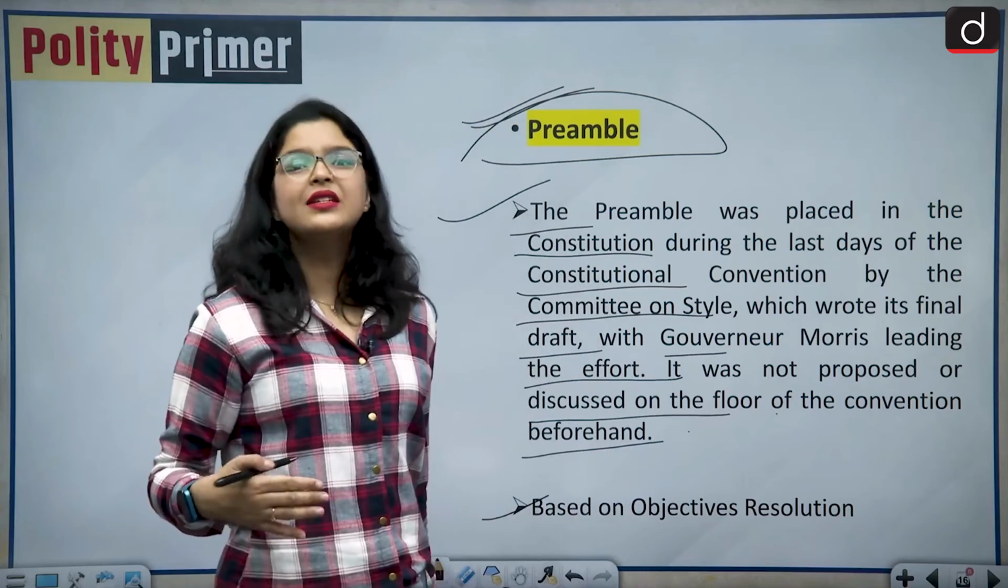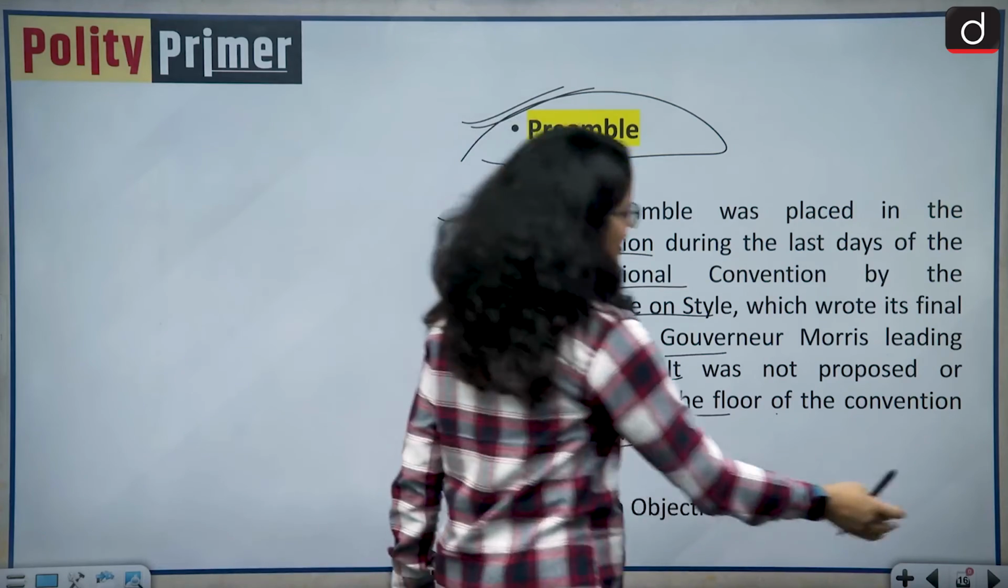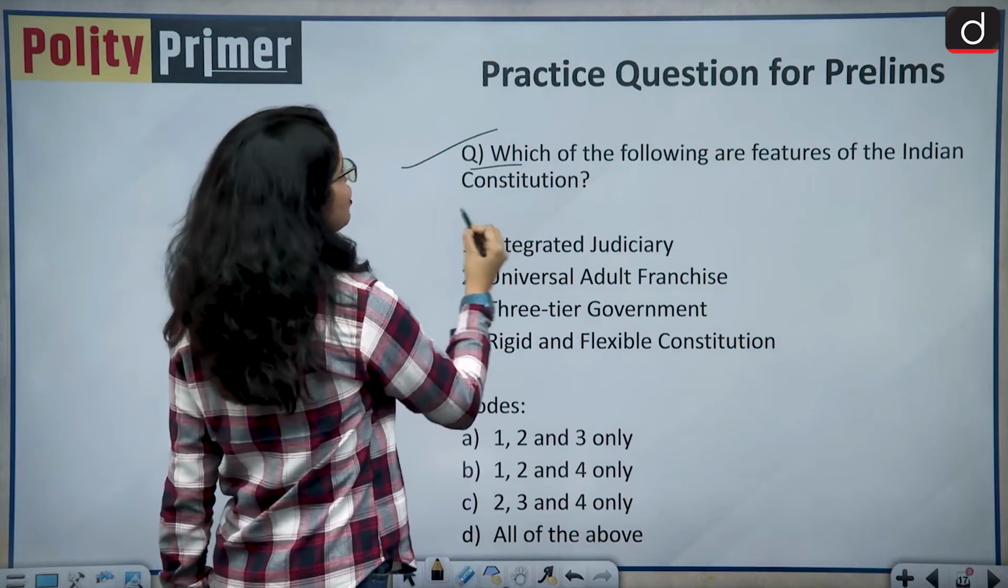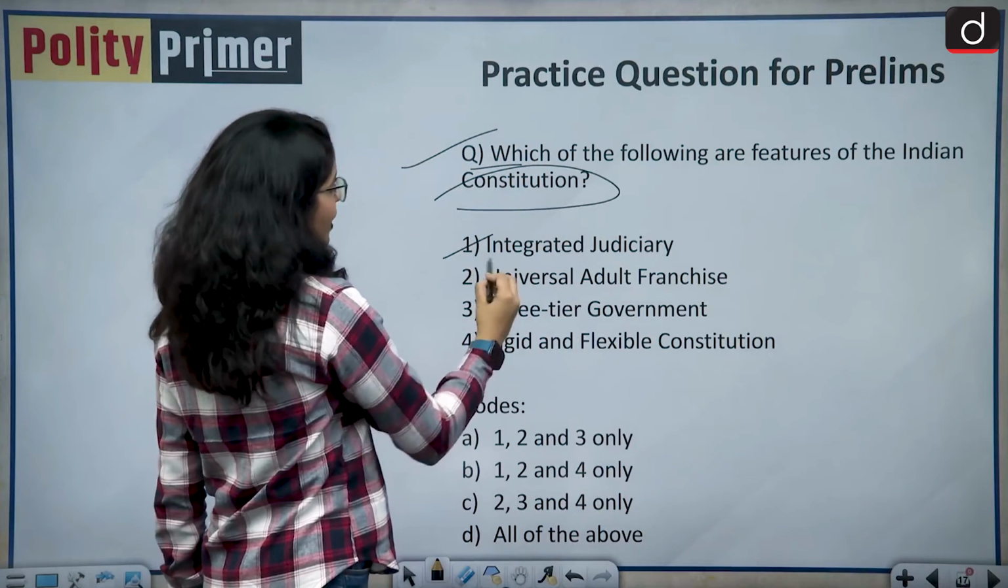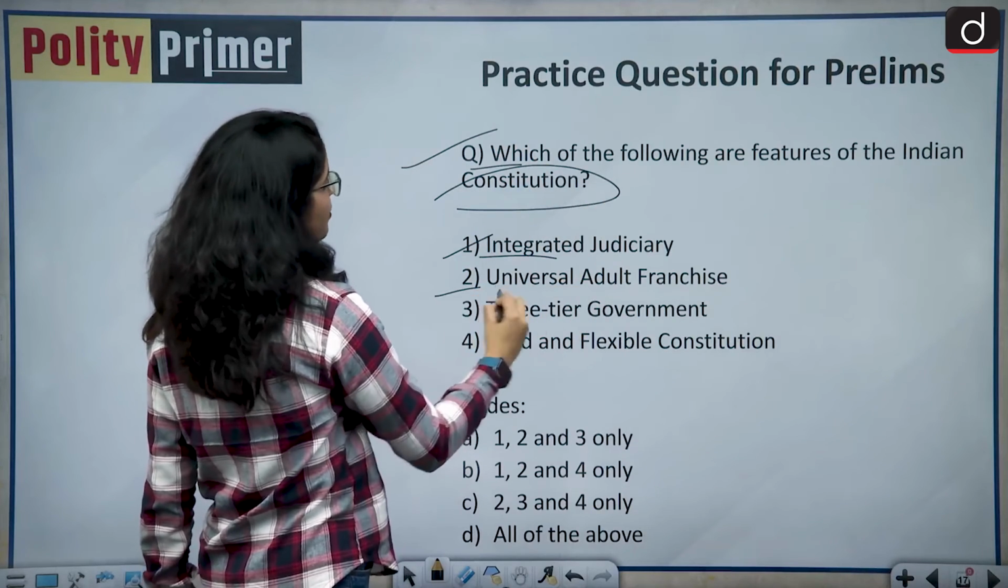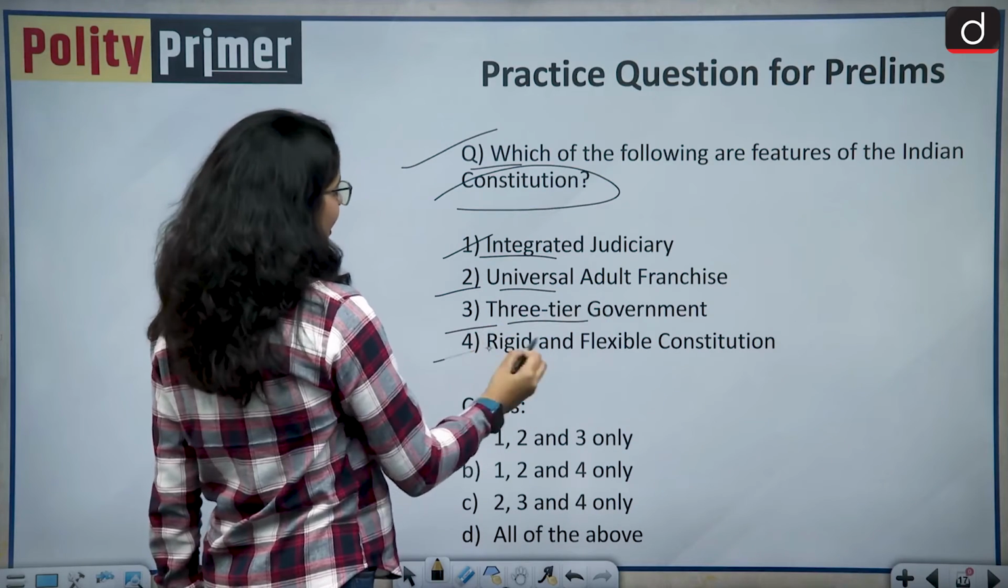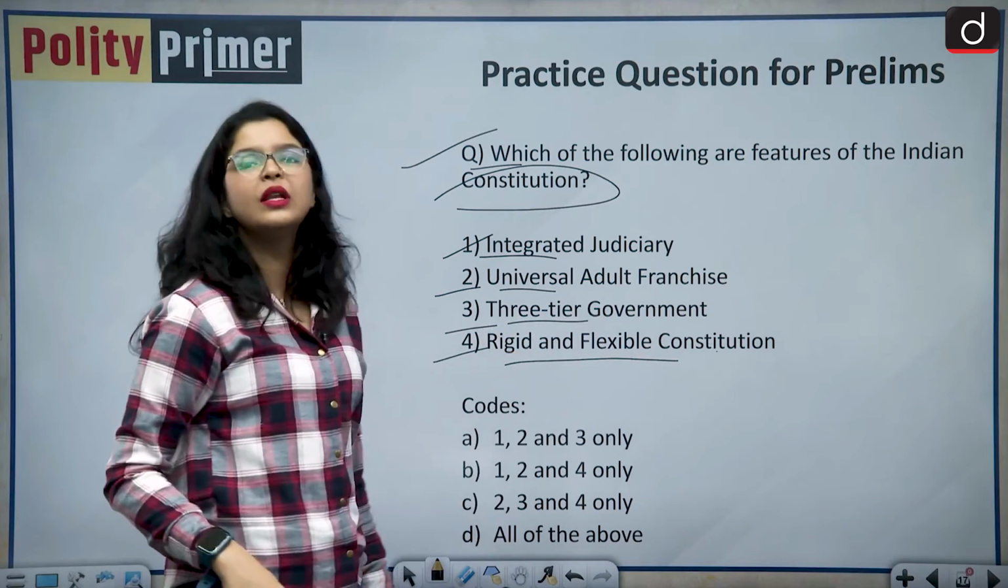Now let us discuss a practice question for your prelims examination. The question is, which of the following are the features of the Indian Constitution? Number 1, integrated judiciary. Number 2, universal adult franchise. Number 3, three-tier government. And number 4, rigid and flexible constitution.